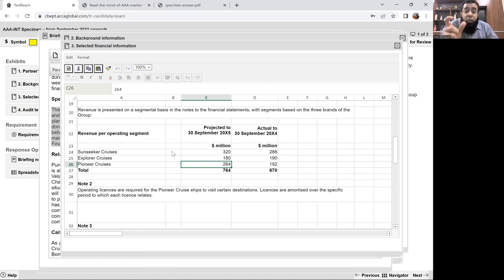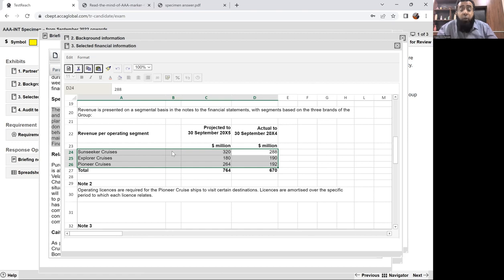Okay, there is an issue that onboard sales should also be a separate reportable segment. Ticket price and onboard should be a separate segment, and then there should be further segmentation into Sunseeker, Explorer, and Pioneer. The revenue data is given. Sunseeker is showing an increase, Explorer Cruises is showing a decline, and Pioneer Cruises is showing an increase. We will make a good trend analysis on this.